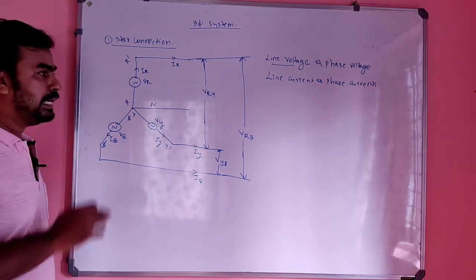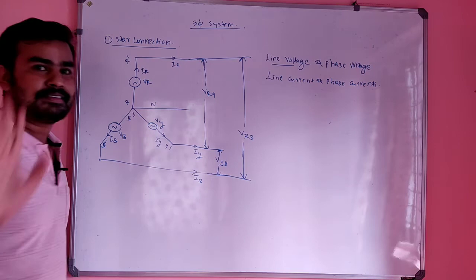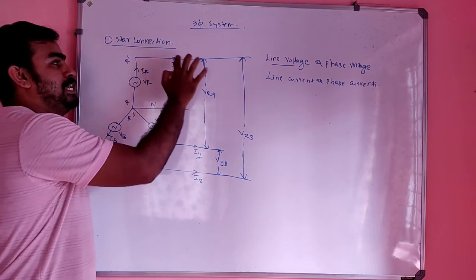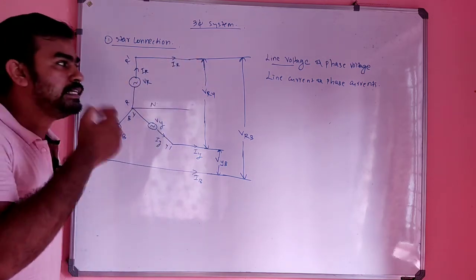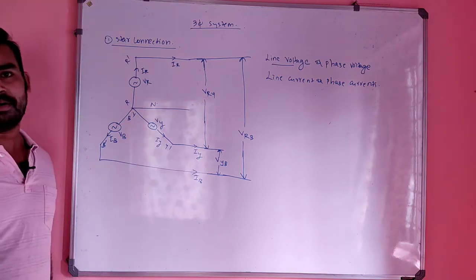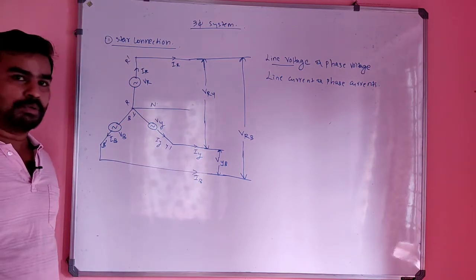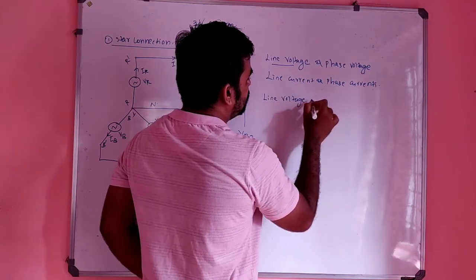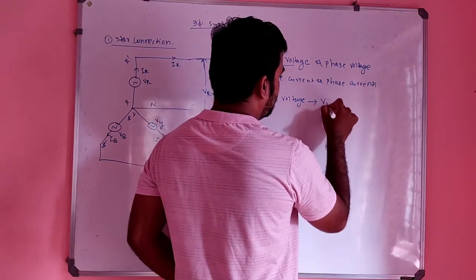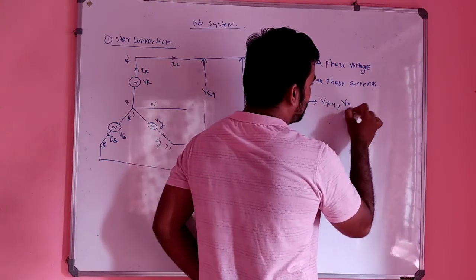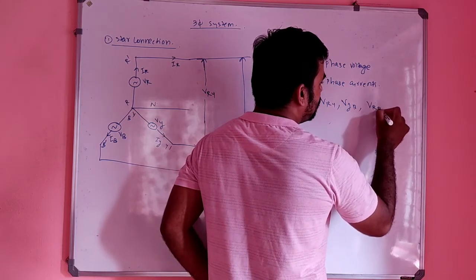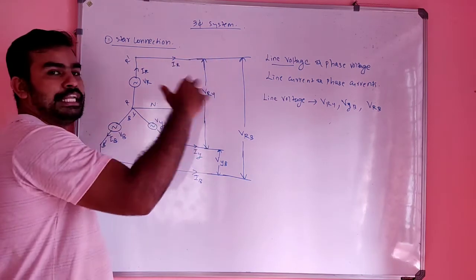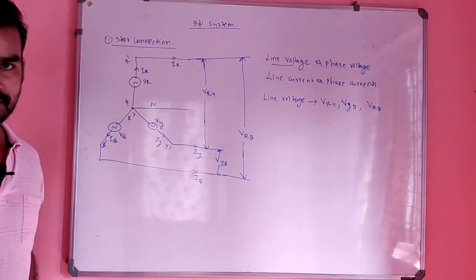Line voltage means the voltage between any two lines, not the neutral. Neutral you can't count. That means VRY is a line voltage, VYB is a line voltage, and VRB is also a line voltage. So the voltage between any two lines except neutral is called the line voltage.